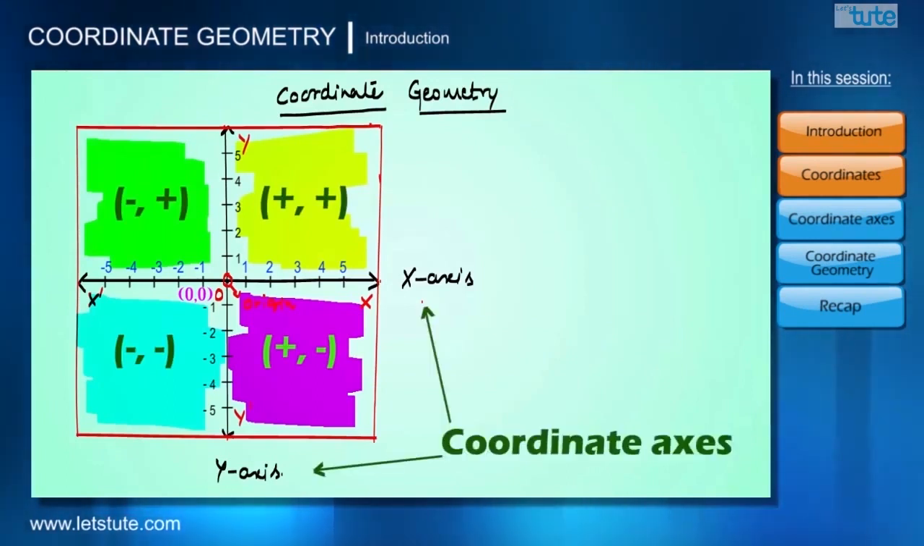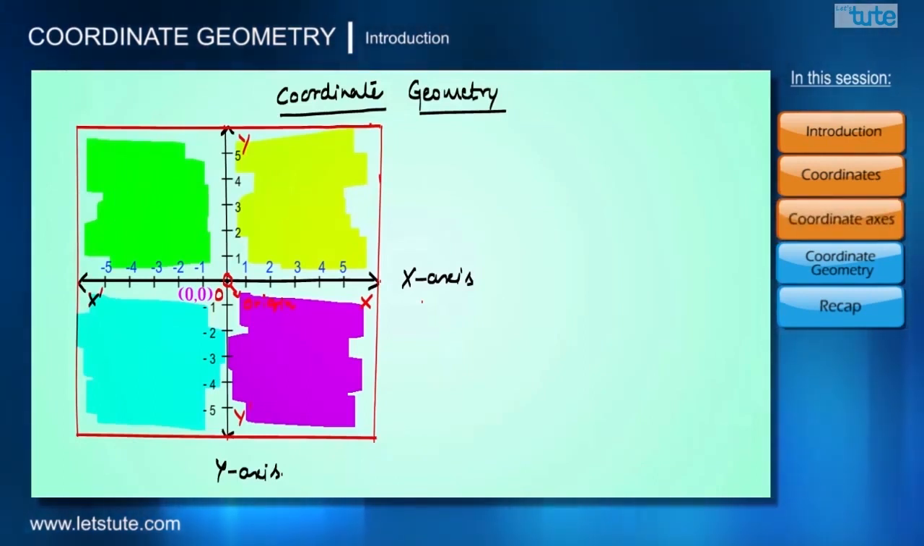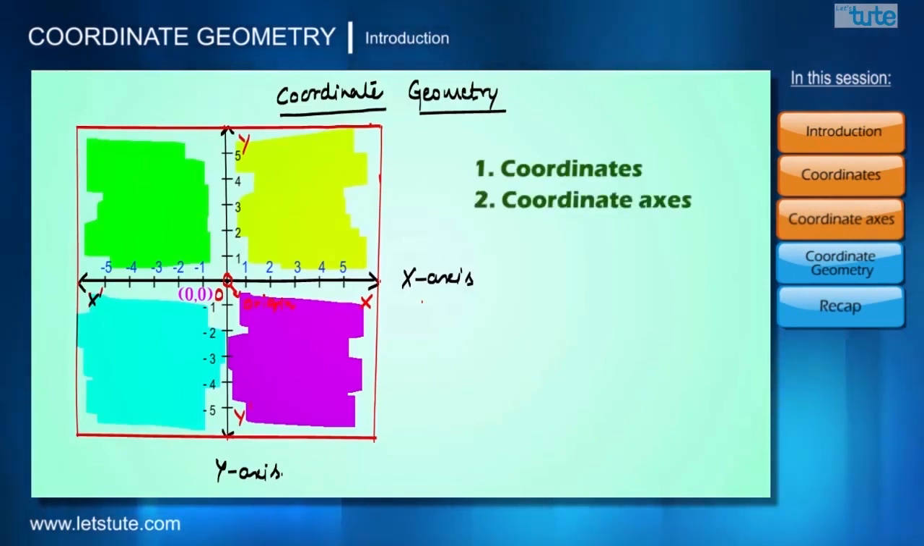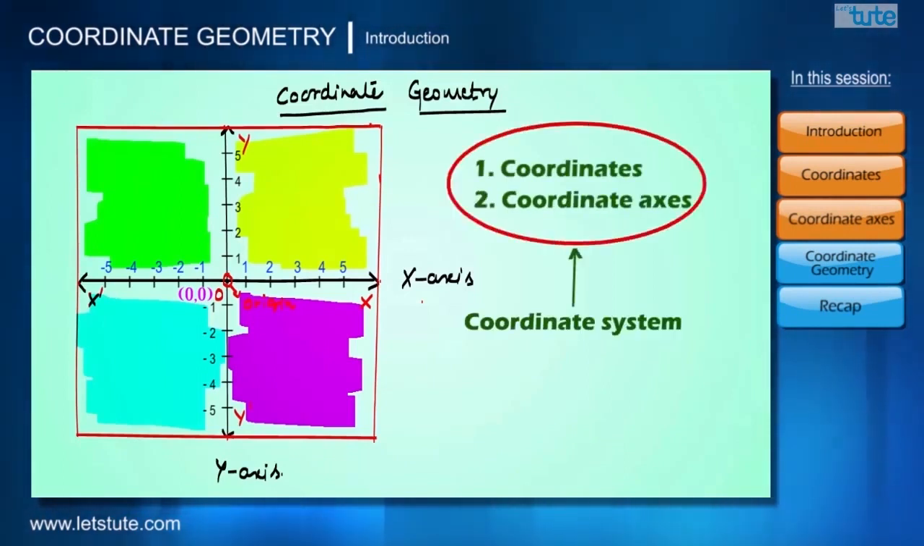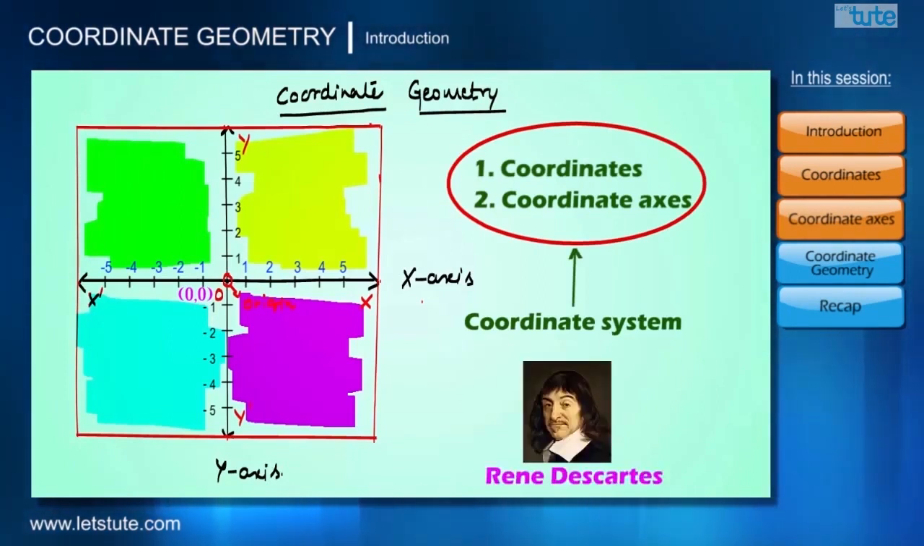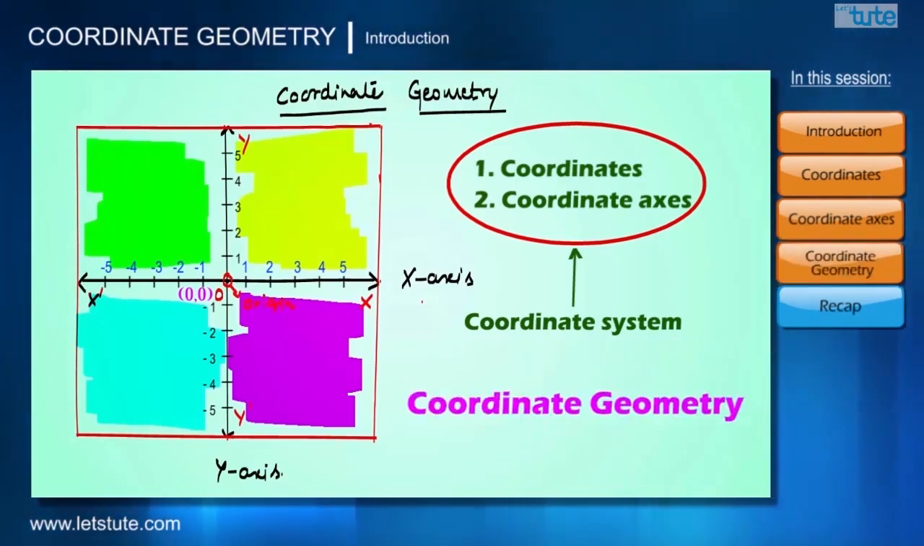These two reference axes, the x-axis and y-axis, are called coordinate axes. So now we know what coordinates and coordinate axes are. This whole system is called the coordinate system. And this system was given by the great French mathematician René Descartes. Therefore, this coordinate system is named after him as the Cartesian coordinate system. When the concepts of this coordinate system are used in geometry, it is called coordinate geometry.